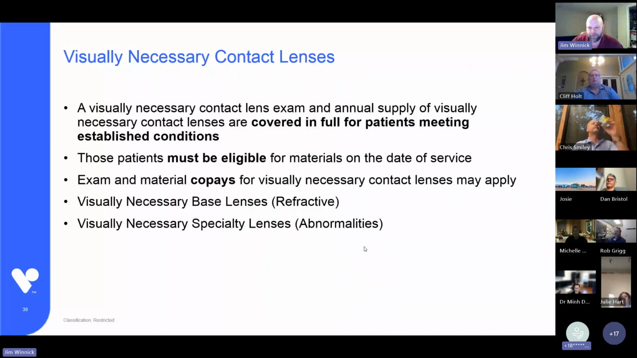So I'll have a patient come in and say, I understand that you fit for keratoconus. And I say, sure, I do, but your last doctor used your material benefits, so I can't use your visually necessary contact lens plan until it recycles. Copays for visually necessary contact lenses almost always apply. I haven't seen any without a copay.